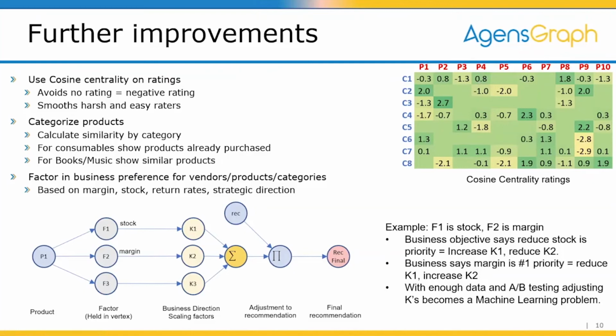We have the same problem with the star system on, say, Amazon, 1 to 5. 5 means I like the product. What does a 3 mean? What does a 2 mean? And some users mean different things by it.